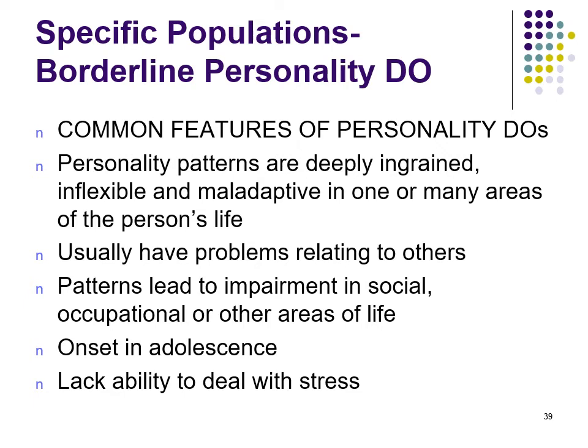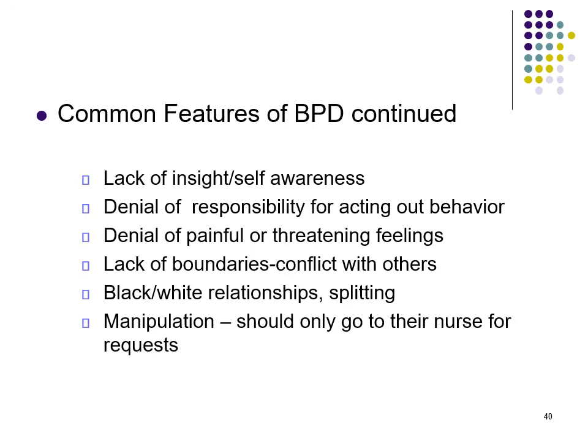It starts in adolescence, and they can't handle any kind of stress or pressure. They don't have insight. They don't realize it's them, even though there's a pattern in their relationships where they all fall apart. It's always the other person's fault. They have no boundaries, and this causes a lot of conflicts.